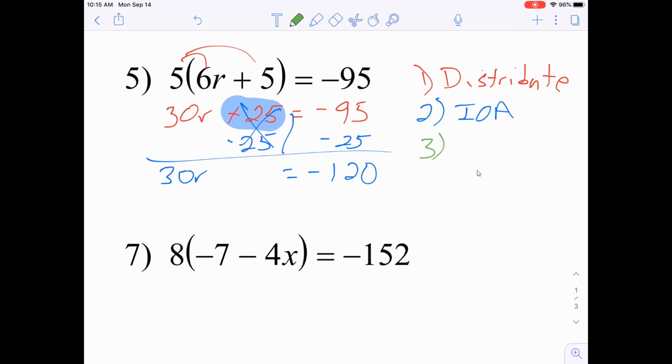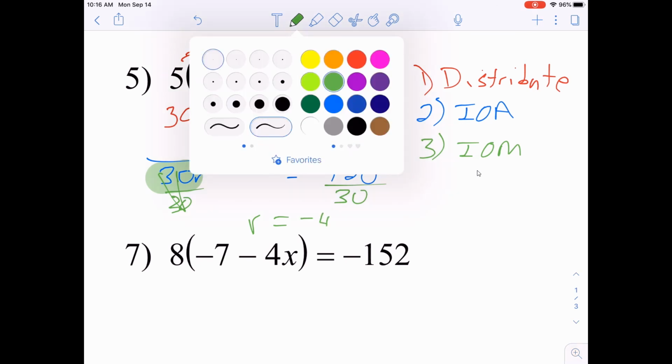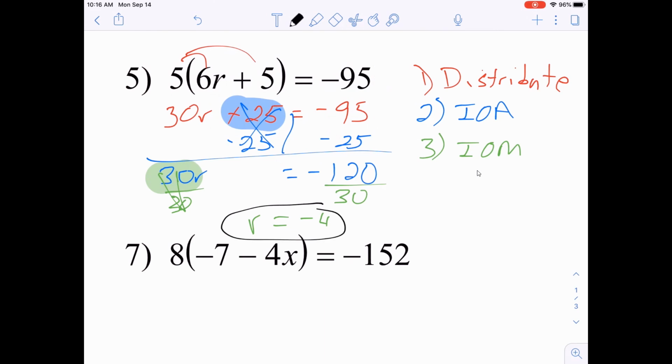Third step is going to do the inverse of multiplication. I'm going to try to get the R by itself by getting rid of that 30. So I'm going to divide both sides by 30. The 30s are going to cancel. R drops down. It's going to be equal to negative 120 divided by 30, which is negative 4. And this is your final answer. You'll enter in your answer on Canvas as just negative 4.